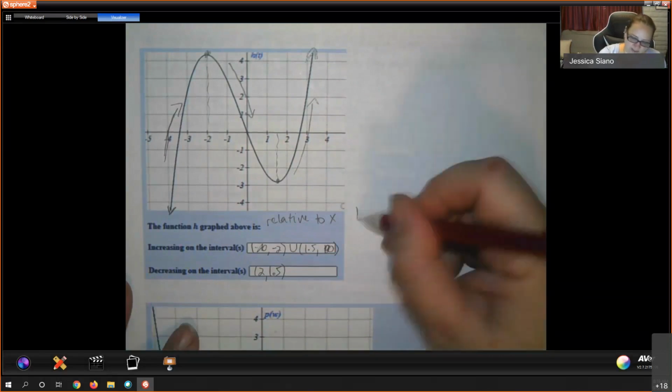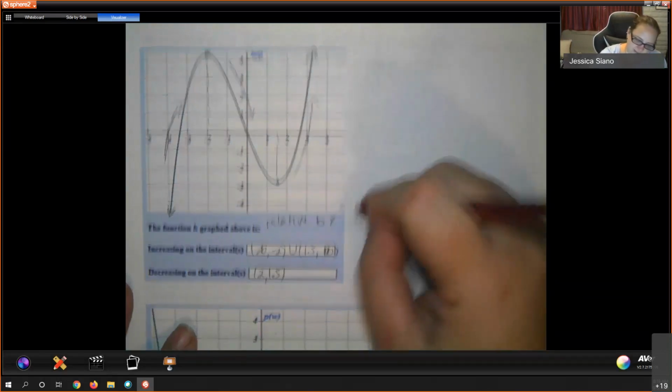Okay, so this should be all parentheses. That's supposed to be a star, not a pound sign.